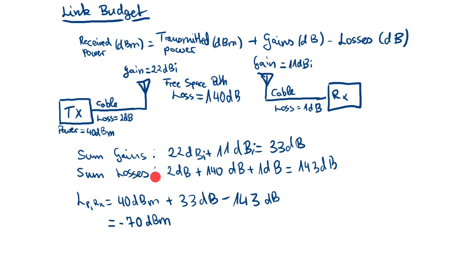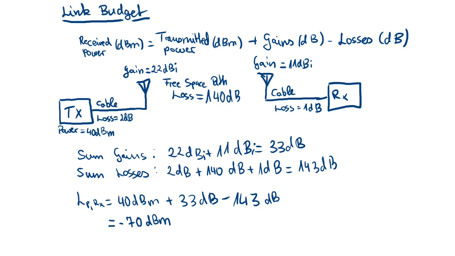And here the sum of the losses, it's the two cable losses and the path loss, and in sum they add up to 143 decibel. And now you can calculate the received power in dBm. The transmitted power is 40 dBm plus the gains of the antennas minus the losses, and we get minus 70 dBm here at the receiver.